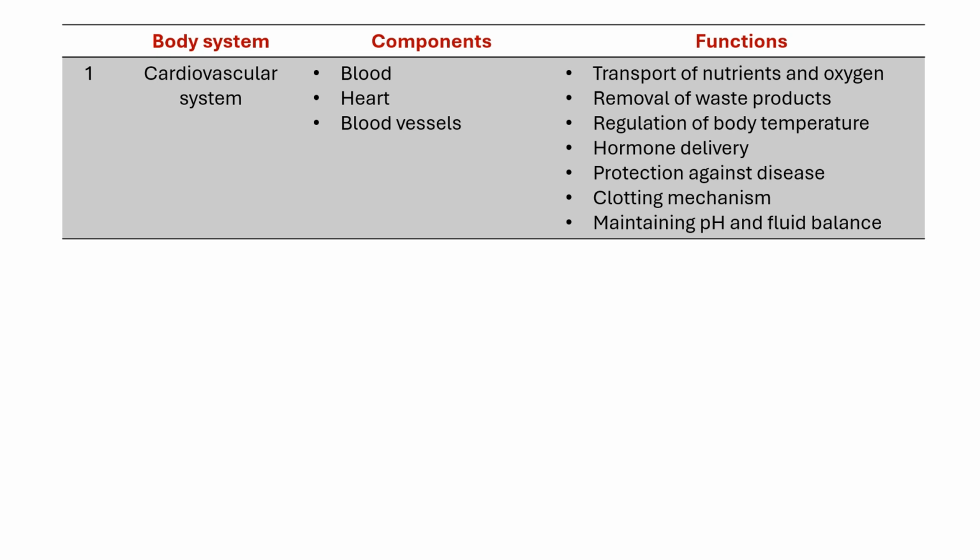One more function is regulation of body temperature. Muscles will generate heat, right? So this heat generated by the muscles is distributed to the whole body by the blood. One more function is hormone delivery. Hormones are released by endocrine glands. The hormones released by endocrine glands are carried by the blood, which transports them to target organs and tissues.